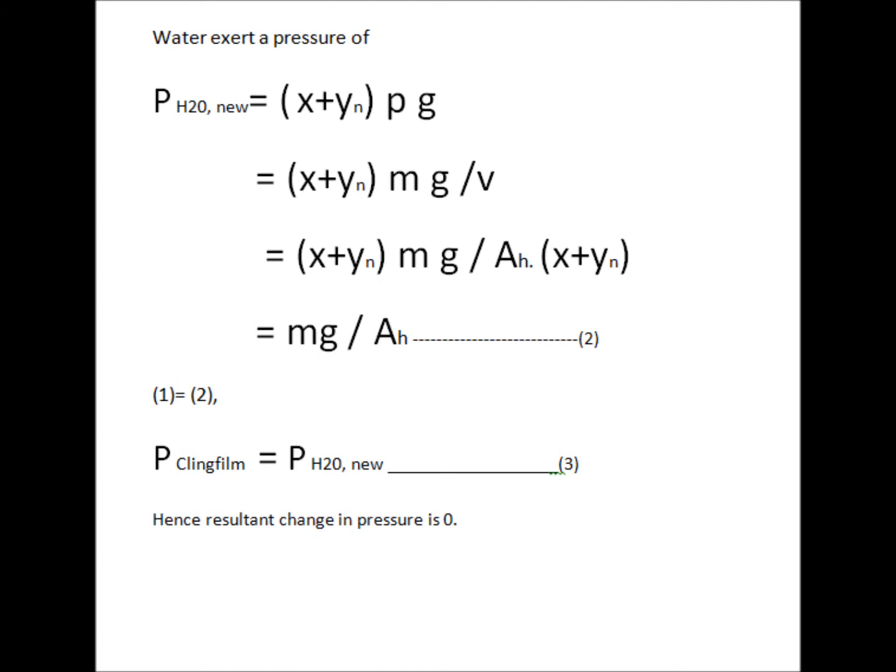From the previous equation, we know that the pressure of the cling film being exerted on the water will be given by mg over A_H. Hence, we know that the pressure that the cling film exerts on the water is equal to the pressure the water exerts on the cling film. As a result, there is no resultant change in the pressure, and the resultant pressure change in the system is actually zero.